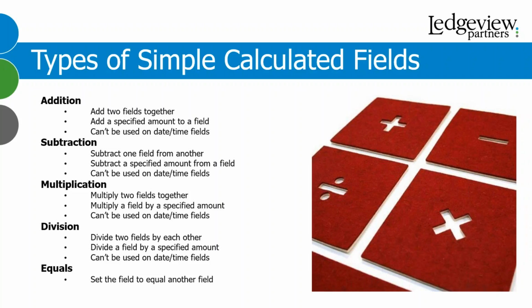So subtraction, you can subtract a field from one another or subtract a specified amount. Same for multiplication and division. Equal simply means you're setting one field to equal another. Not commonly used in calculated fields, but it is a way to do it.